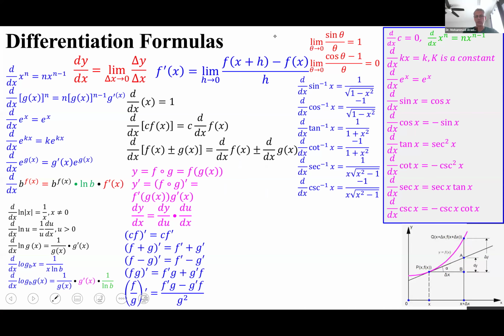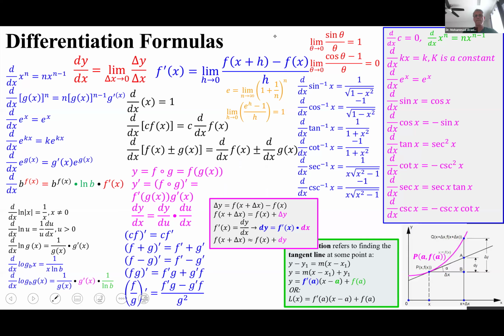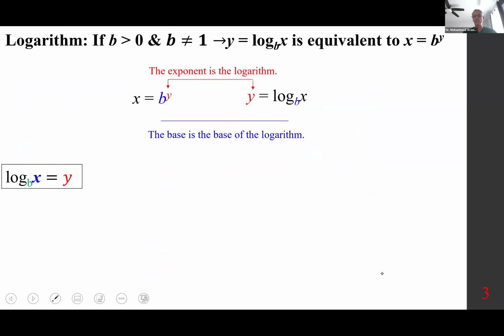So differentiation formulas, you should be very comfortable with. Differentials, delta y versus dy. Delta y is f of x plus delta x minus f of x. Dy is f prime of x dx, and delta y and dy are not the same. Delta y is rise along the curve, dy is along the tangent line. And if you find the tangent line, they will give you the same value.